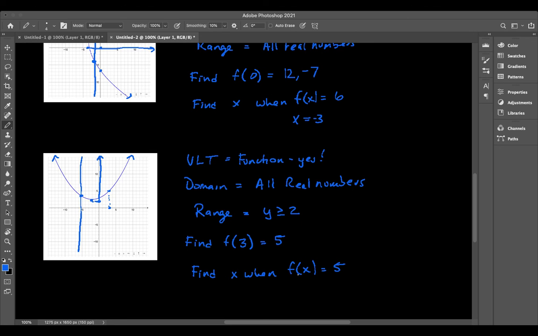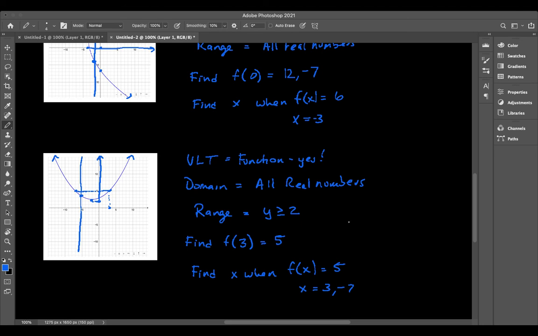Okay, find x when f of x is 5. All right, so f of x is 5 or y is 5. Okay, so where does it hit? That point right there, and also this point right here. So we know one of them, x is going to be 3. Okay, and then the other one, if we look at this side, the other one is going to be, let's see, 3, 6, 7, -7. And so, it's like, wait a minute, but there's 2 inputs for 1 output. Doesn't that mean it's not a function?